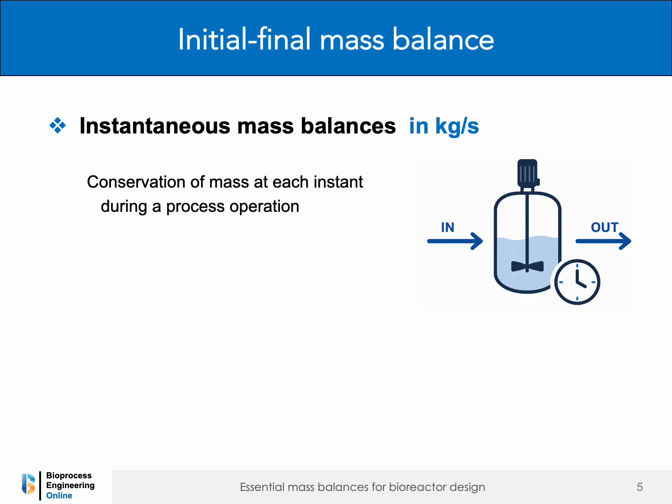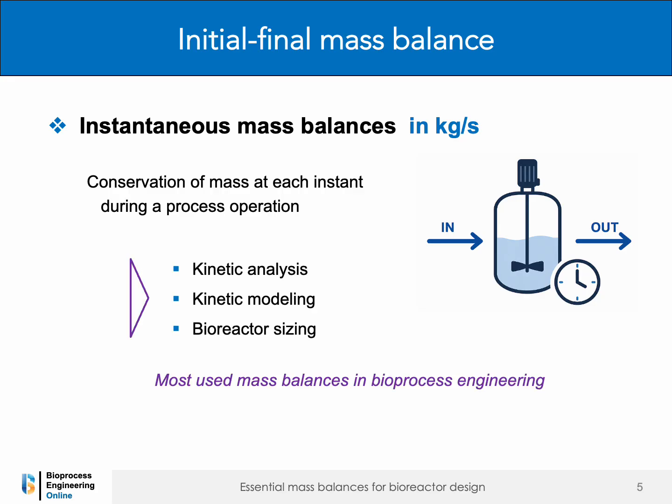Instantaneous mass balances describe the conservation of mass at every moment during a process operation. They are expressed in terms of mass flow rates, typically in kilograms per second. These balances are by far the most widely used relationships in bioprocess engineering and are essential for many important applications, including kinetic analysis for evaluating reaction and mass transfer rates, kinetic modeling for predicting concentration changes over time, and bioreactor sizing for determining the required reactor volume.